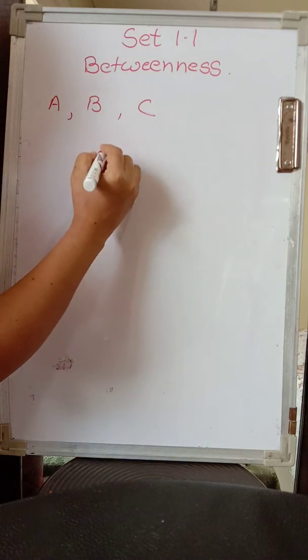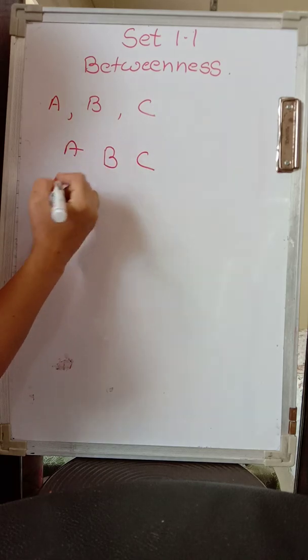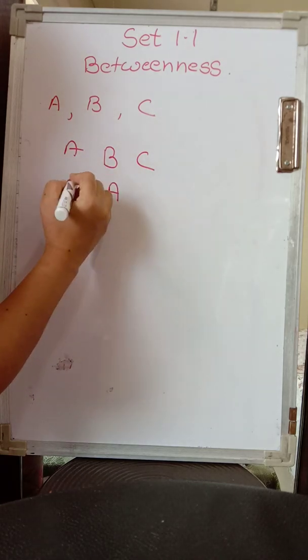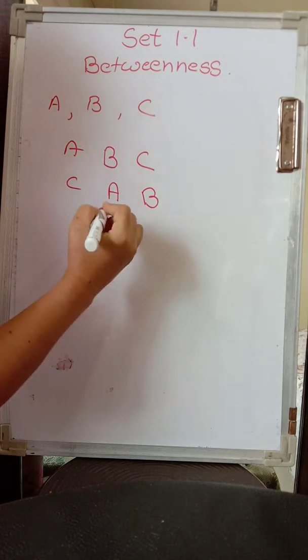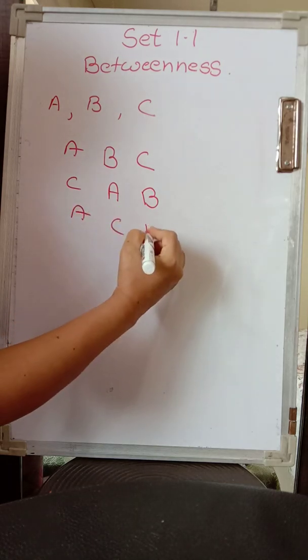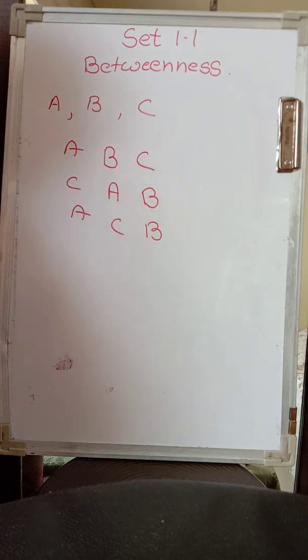Either point B is in between A and C, or point A is between C and B, or point C is in between A and B. So either of these points can be in between. Here we don't have any other information, so we can have these 3 possibilities.